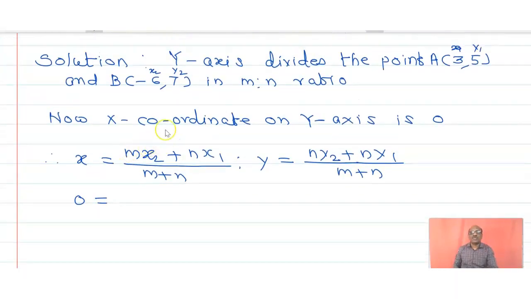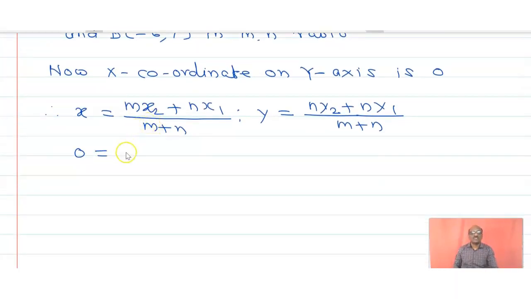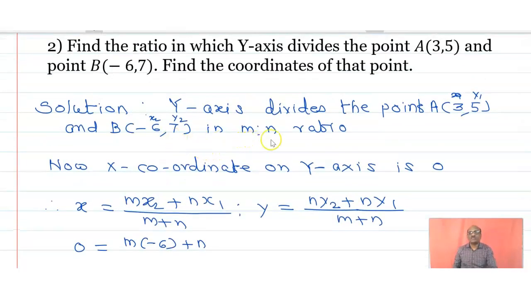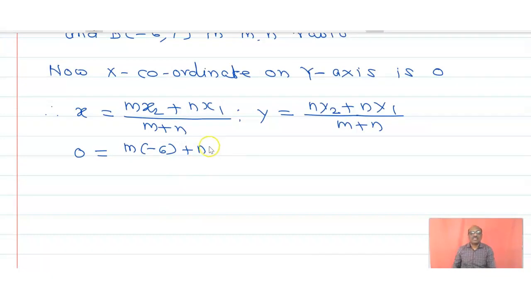Okay, mx2. What is x2? x2 is minus 6. Therefore, m in bracket minus 6 plus n x1. What is x1? x1 is 3. 3 upon m plus n. m plus n cross multiplication करना. m plus n into 0 that is equals to 0.